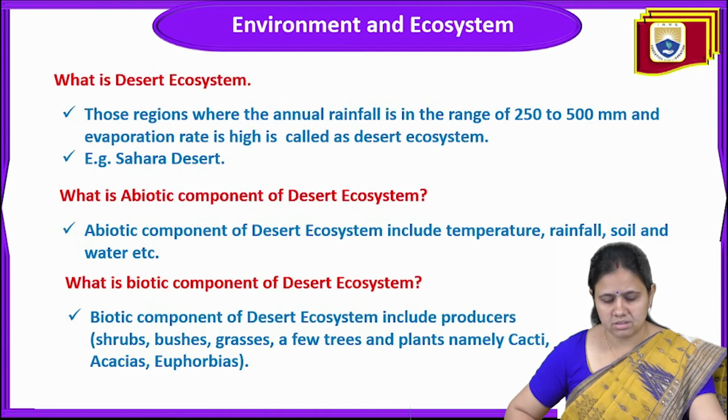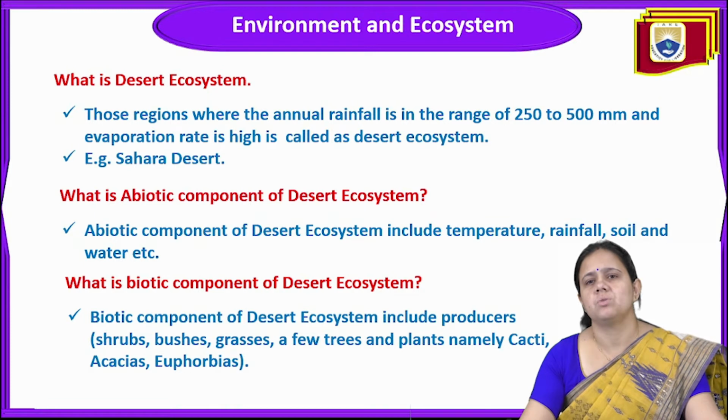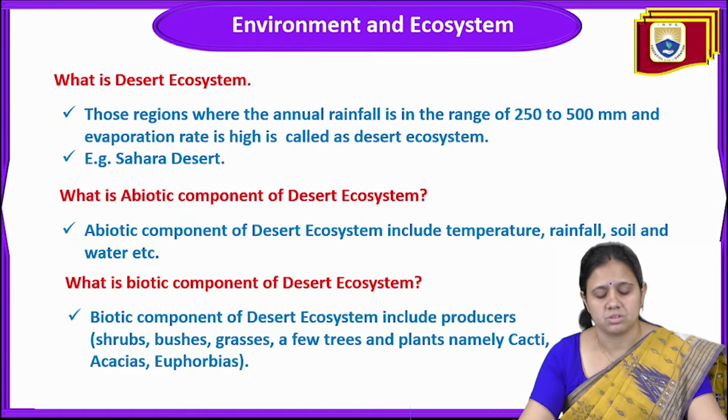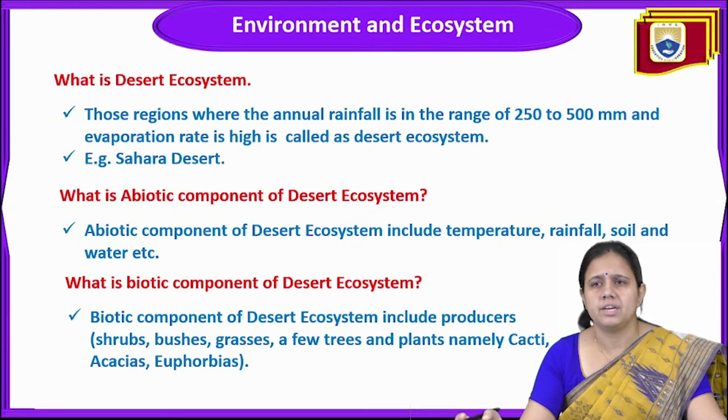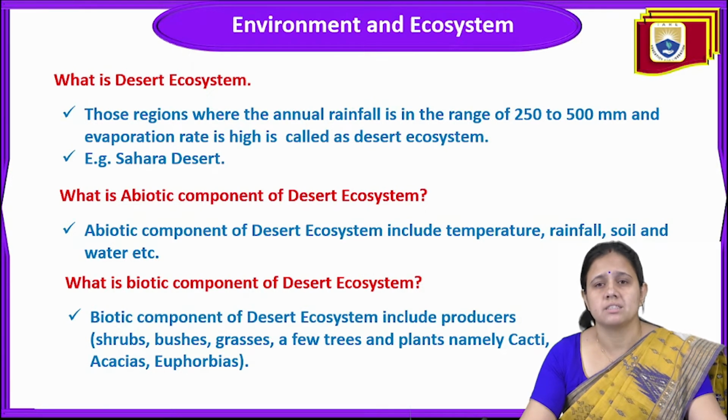Now comes the next definition and terminology: we are going to study the desert ecosystem. In this ecosystem part, we have already given the definition of ecosystem, that is the interaction of an organism with its own environment. We can say that it is an ecosystem. So first one is the desert ecosystem, meaning those regions where the annual rainfall ranges between 250 to 500 mm and the evaporation rate is quite high is called a desert ecosystem.